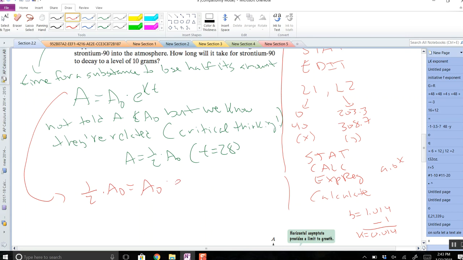So if you have a hard time seeing that, still find me. I'll help you make that clear. But recognize that we want this to be half of this. That's why I have that relationship when t is 28. Oh, and I should put little t is 28. It's my bad.